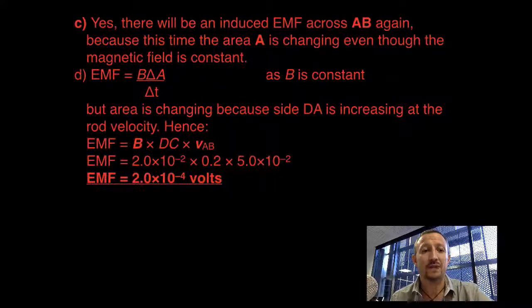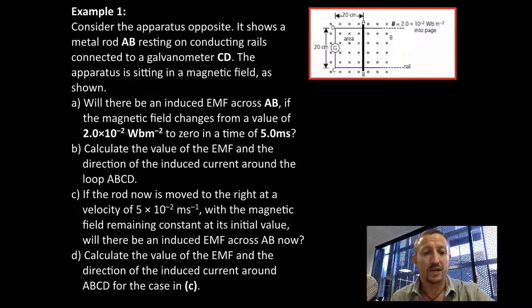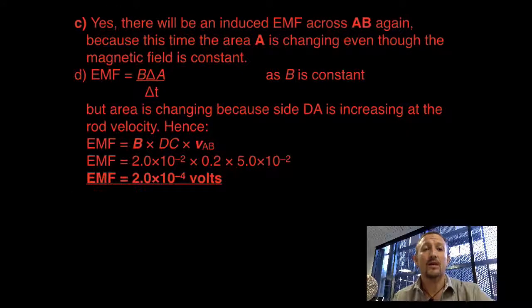And the question then is asked, let's just double check, calculate the value of the EMF and the direction of the induced current A, B, C, D. So we know that EMF equals the constant magnetic field strength times the change in area over delta T. As area is changing because side D and A is increasing at the rod's velocity, we know that DC remains constant, but we know that speed is going to change, so we get 2 times 10 to the negative 2 times 0.2 times 5 times 10 to the negative 2, remember that's the speed, and 2 times 10 to the negative 4 is the EMF, which is calculated.